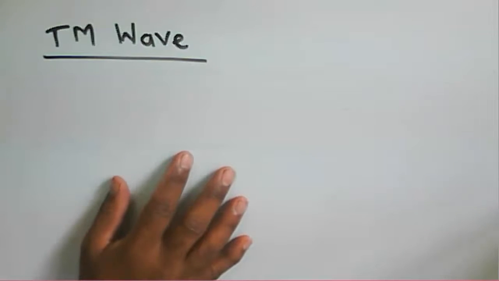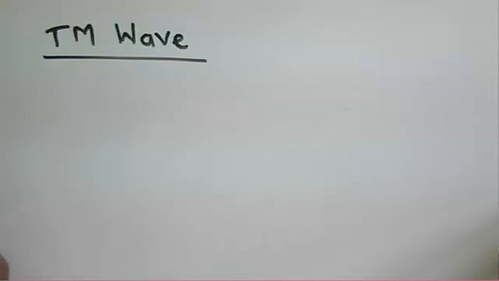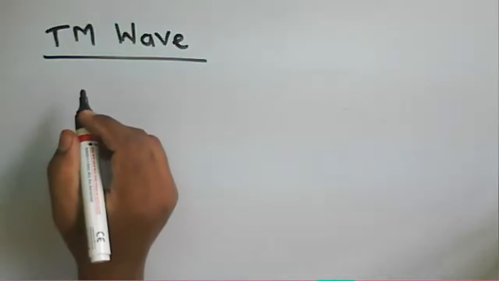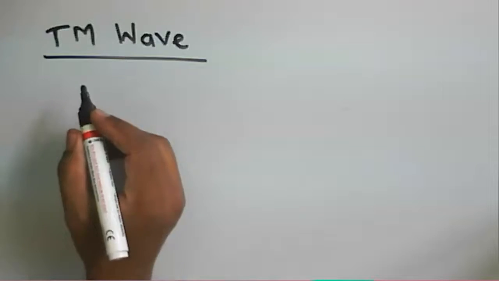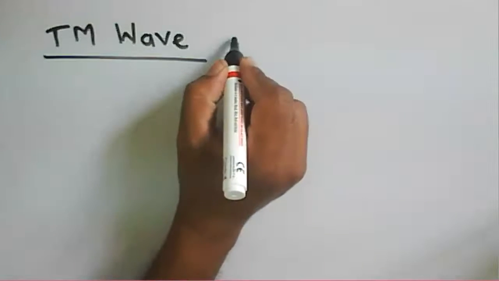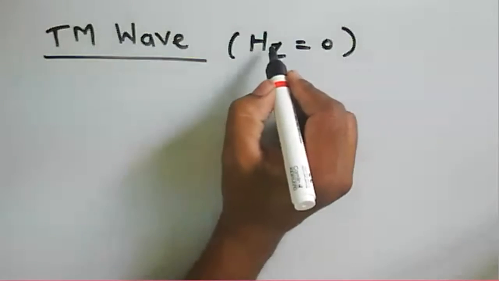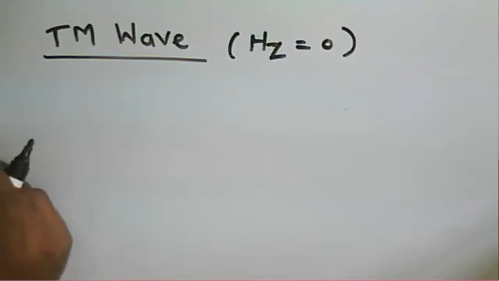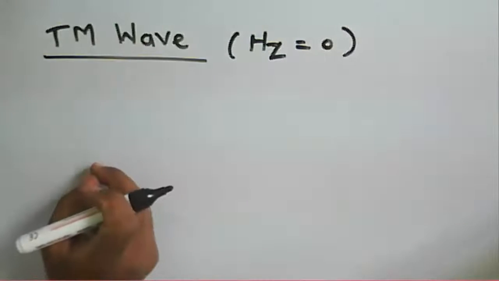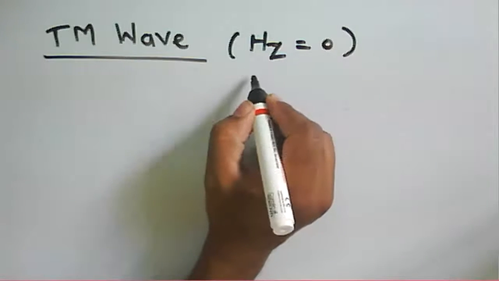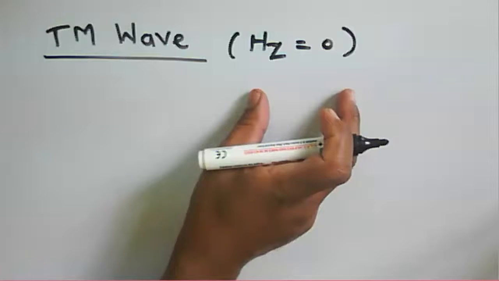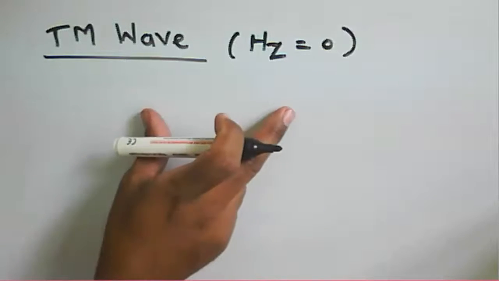Today we will talk about the TM solution. Now, in a TM solution, if we are propagating in the z direction, the component of Hz is equal to 0. That is called a TM wave. Now, if the component of Hz is equal to 0, then an Ez component is present in a TM solution.